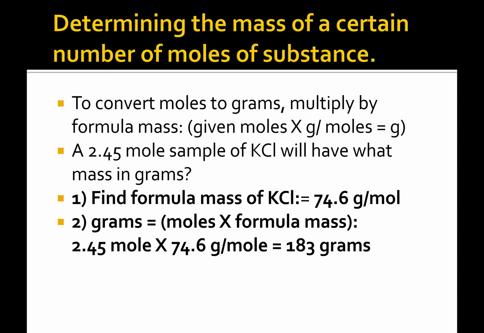To convert from moles to grams, we're going to multiply by the formula mass instead of dividing. So we'll do a couple examples here of this. We know the formula mass of KCl is 74.6 grams per mole. If we're given 2.45 moles, what would be our given mass? So we multiply the formula mass by the number of moles, and we get a total given mass of 183 grams.